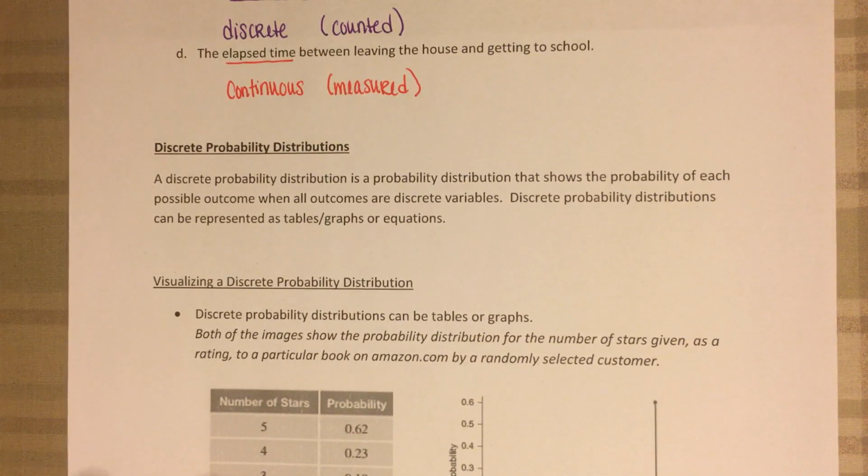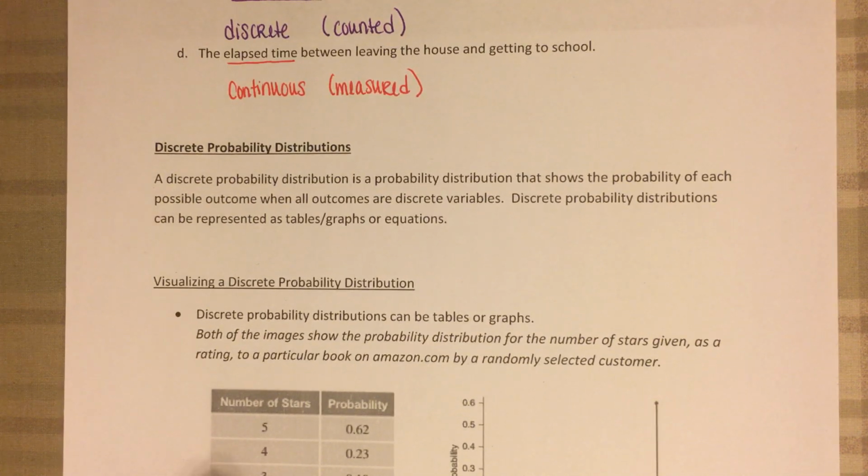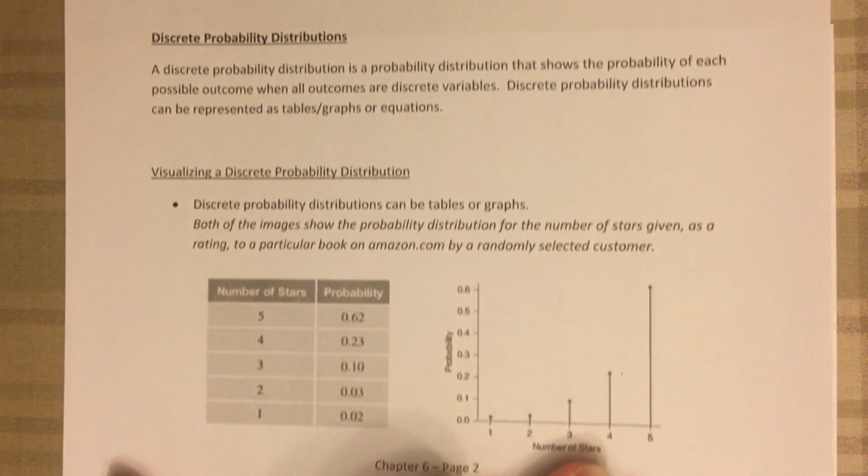The first type of distribution that we're going to focus on is our discrete probability distribution. A discrete probability distribution is one that shows the probability of each possible outcome when all the outcomes are discrete variables. Again, discrete variables are something that can be counted or listed. Discrete probability distributions are pretty easily shown as either tables, graphs, or sometimes even equations. So we'll see some examples of each of these.